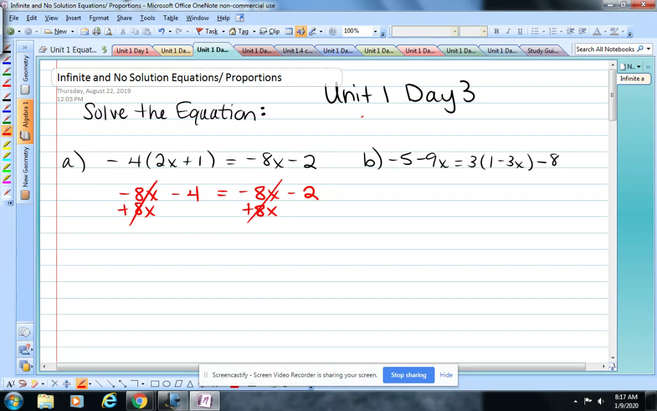So we don't really have an equation anymore. We don't have any variables to solve for, right? So we're left with negative 4 equals negative 2. Now those are two numbers, right? Are those numbers the same number? No. Does negative 4 equal negative 2? No. So I'm going to put a slash through the equal sign because I can't stand something not saying equals when it's not. And we're going to say no solution.